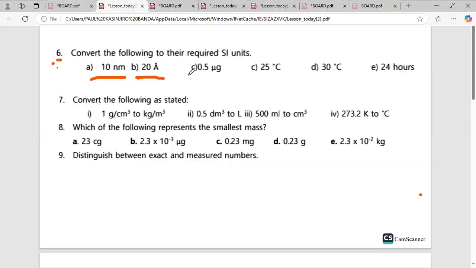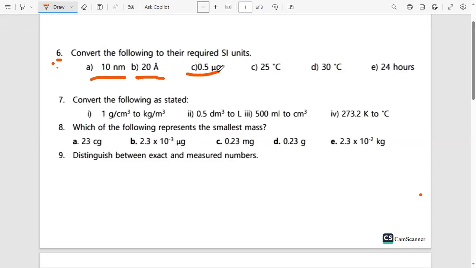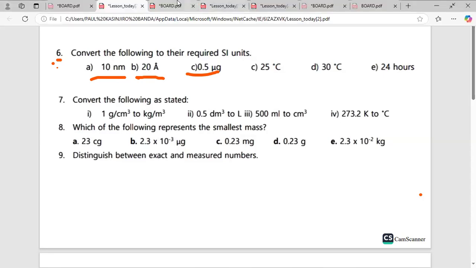So the next question now, they're saying convert 0.5 micrograms to its SI units. Okay, so we know that we have been given micrograms here. So we are dealing with what? We're dealing with mass. So we have to convert these micrograms to kilograms, because we said the SI unit for mass is kilograms. There are 2 ways in which you can go about this. You can go the direct way, or you can first convert it to grams and then convert it to kilograms, which is the simplest way. So we are going to follow that.